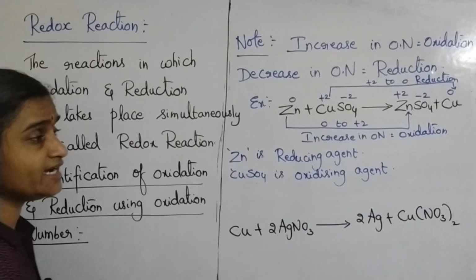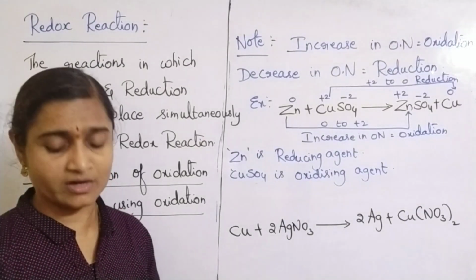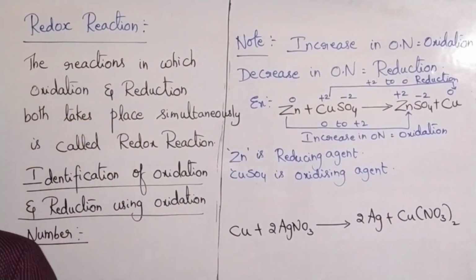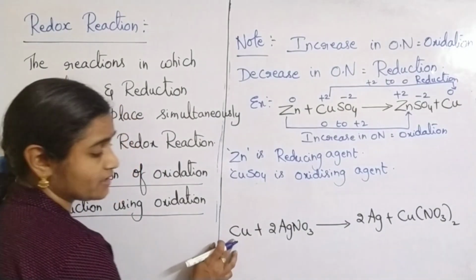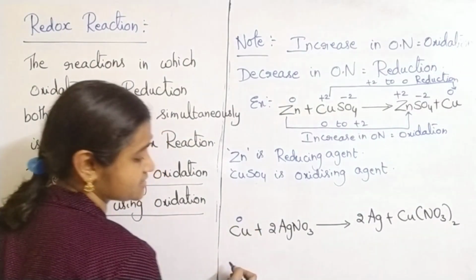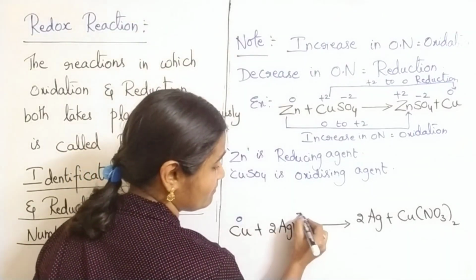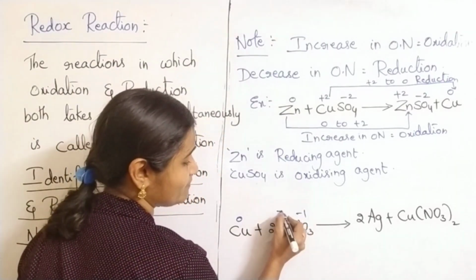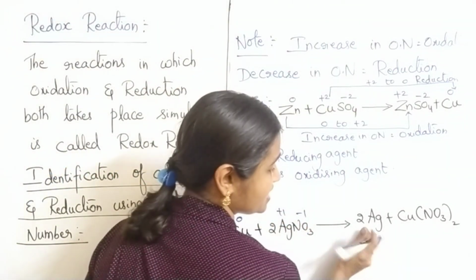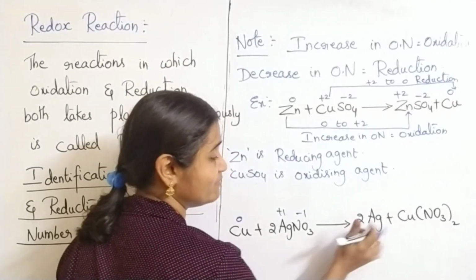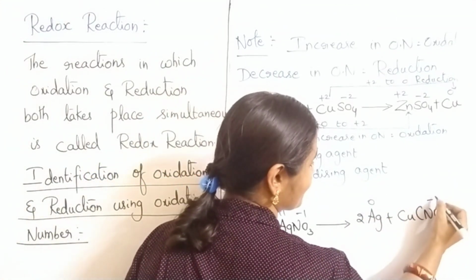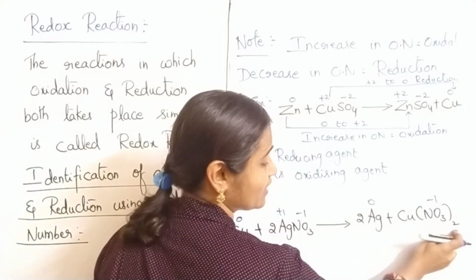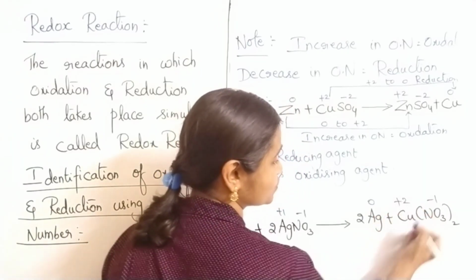Now how to identify whether it is redox or not? Let us assign oxidation numbers for each and every element in the given equation. Copper in its elemental state is 0. Nitrate ion -1. For Ag, +1. For Ag here in the product side, you are finding it in elemental state, so its oxidation number is 0. Nitrate ion -1. Here 2 nitrate ions are there, so copper will have +2.